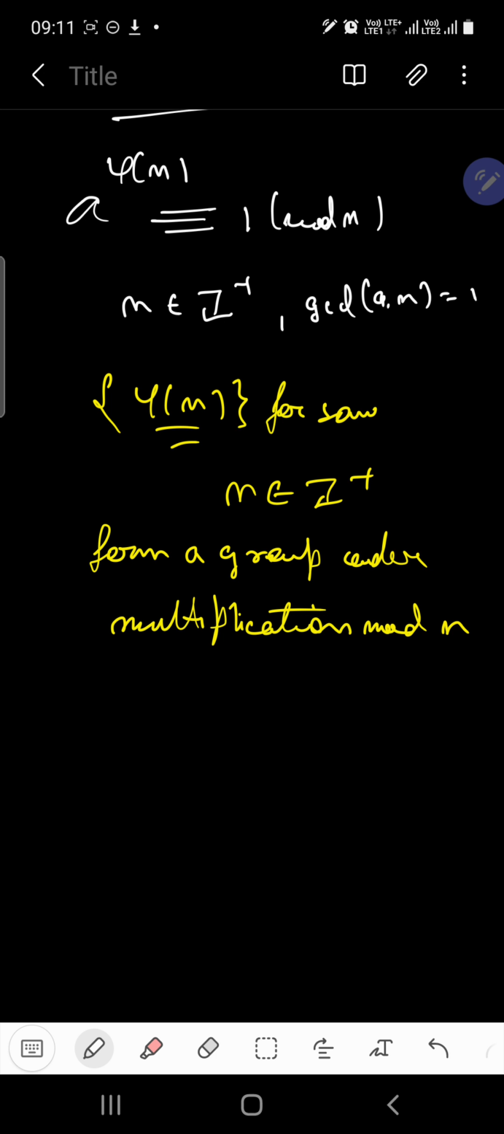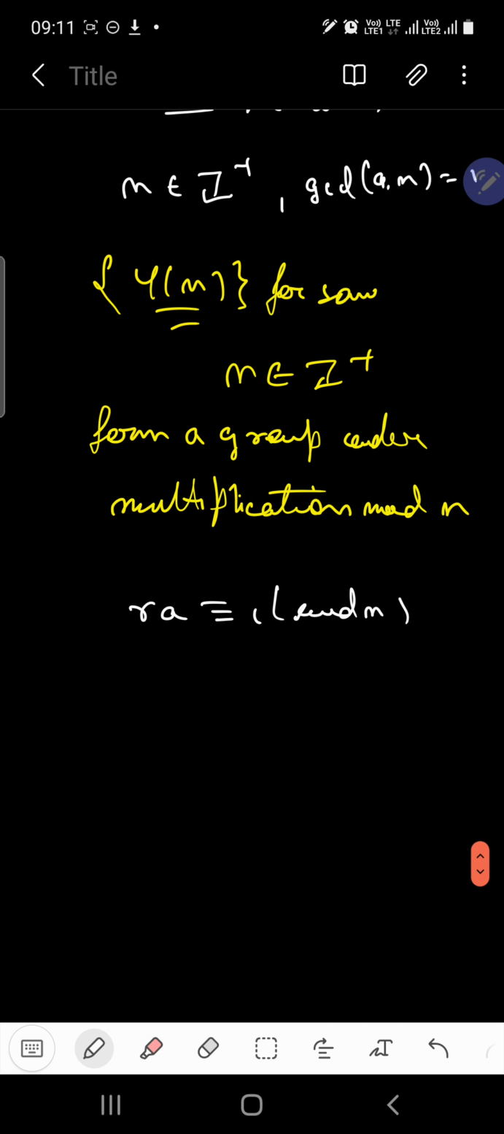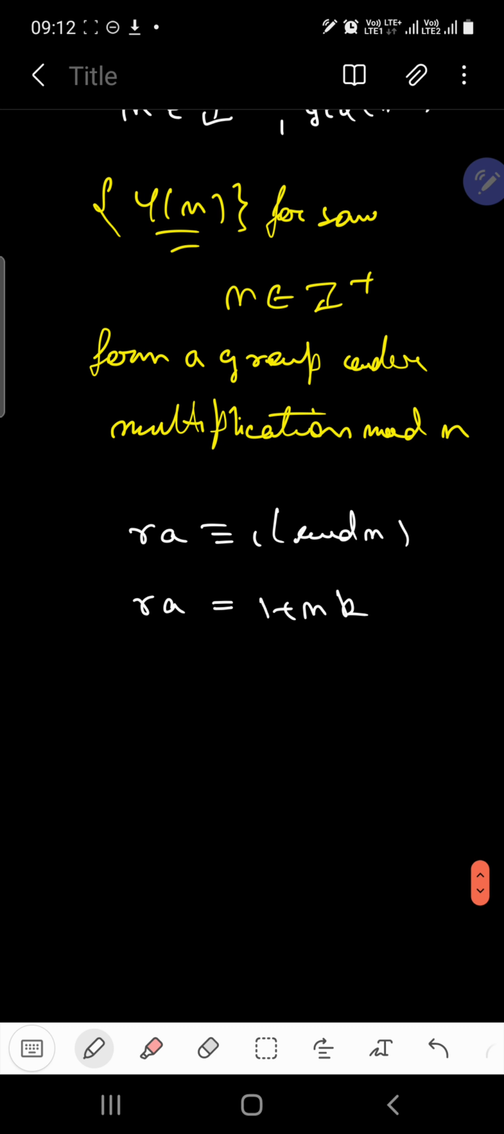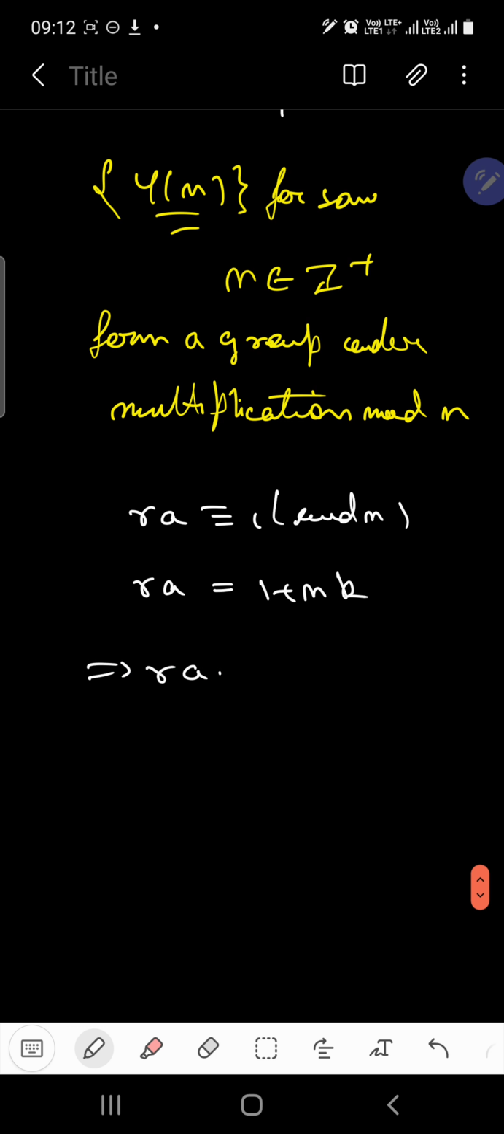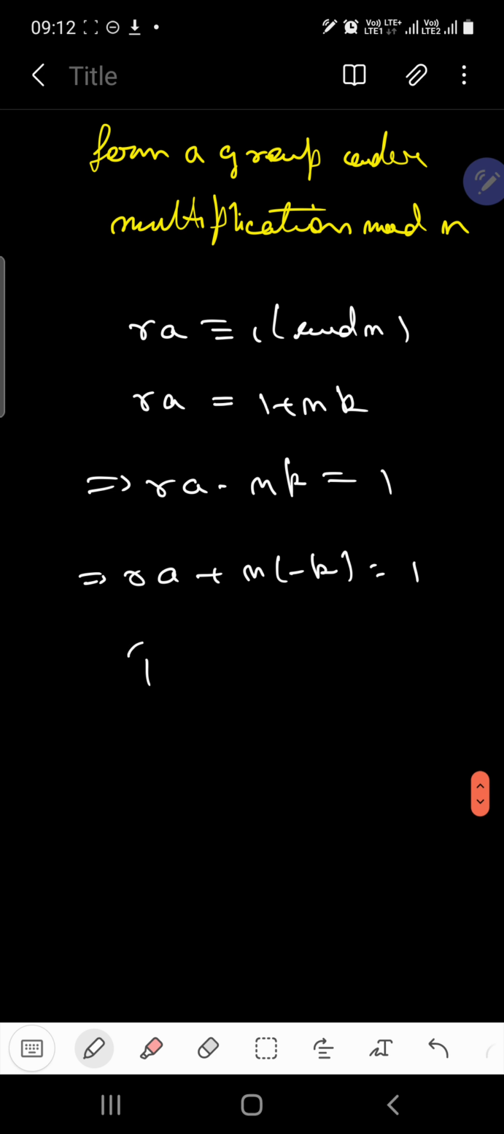To prove the inverse property, you need to understand a little about Bézout's lemma. Basically what happens, if you have RA is 1 mod n, then you can write RA as 1 plus nk, right? 1 plus nk. Clear? So from here you get RA minus nk is equal to 1. Okay, so RA plus n times minus k is equal to 1. So you can use Bézout's lemma here.